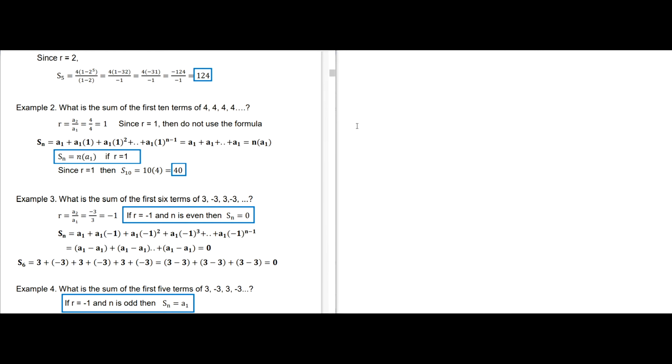Sometimes, bibigyan ka pa niyan, ito, binigay na sa example number 3. Sa example number 3, kung mapapansin mo, your common ratio is negative 1. So, kapag ganyan yung instance, magsisiro na yan. Pero take note, it should be even. Kasi kapag hindi yan even, example, ang tanong dito, first 6 terms: 3, negative 3, 3, negative 3, 3, negative 3. Even yan, kasi 6 yan eh. So, cancel to cancel yan. Magiging 0 talaga if the given number of terms is even.